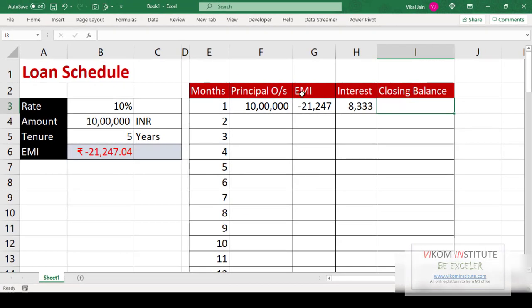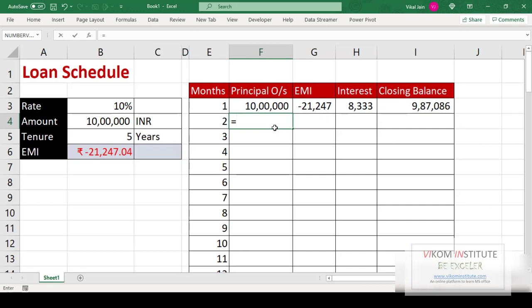My EMI is 21,000 and interest is 8,333. So I have paid a principal of 12,000 out of 21,000. So we need to calculate the closing balance. How can we do that? This plus this plus this. Why am I adding all three? Because it will take the negative impact due to the inverse sign and it will subtract from this. So enter. Now you can see my closing balance is 9,87,000.